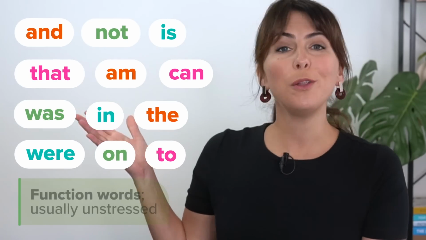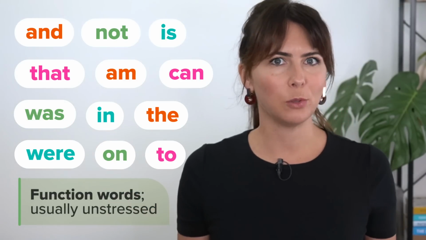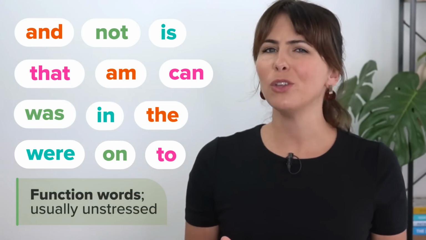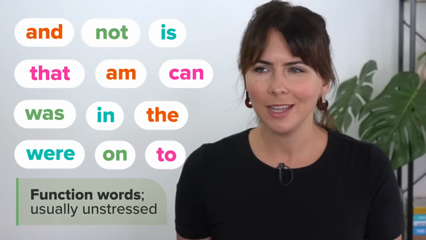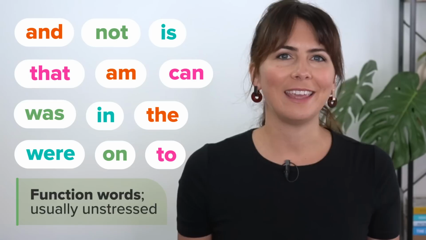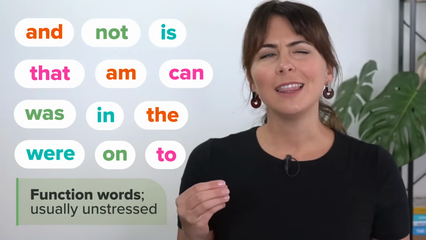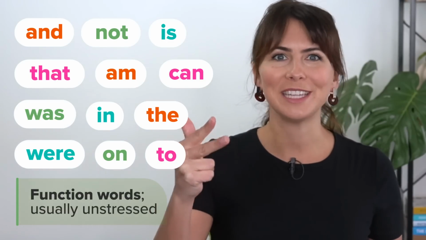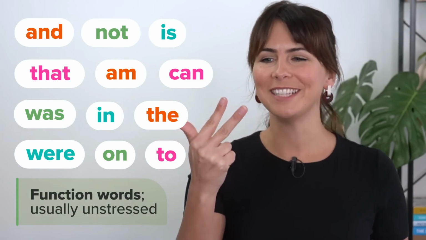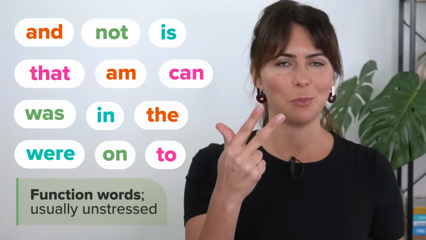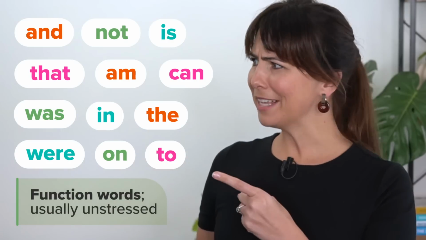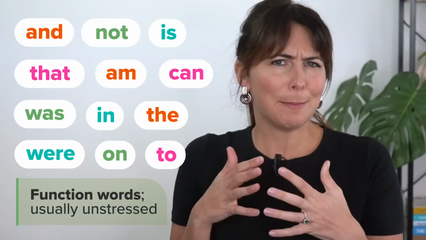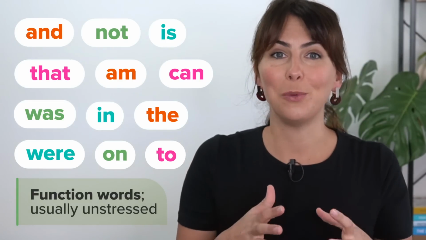These words are all function words or grammatical words. So when they're spoken in English sentences, they are usually unstressed. They don't carry a lot of meaning in our sentences and they are less important than other words. Nouns, verbs, adjectives, these are important words. These are the stressed words in our sentences. But these ones often get murmured or mumbled or pushed together with other words.